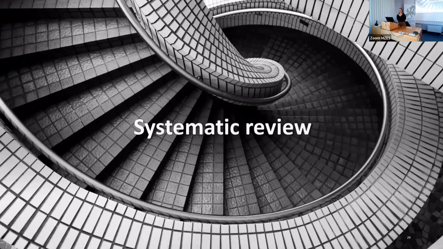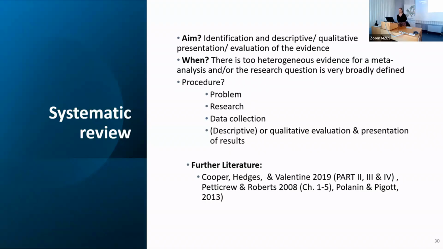Okay. Then the second part, which is now systematic review, and I also have broadly analyzed case studies of what a systematic review is here with me. So what is the aim of a systematic review? It is the identification and descriptive or qualitative presentation and evaluation of the evidence. So here you want to identify the evidence first in this systematic approach, and then you want to qualitatively describe this evidence.